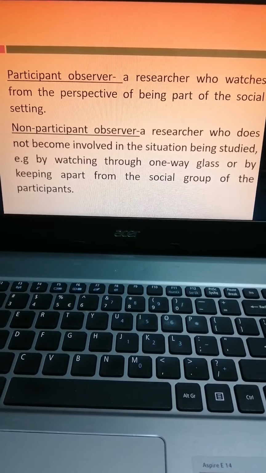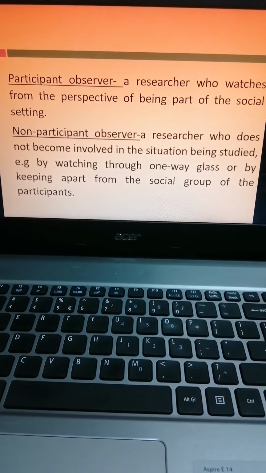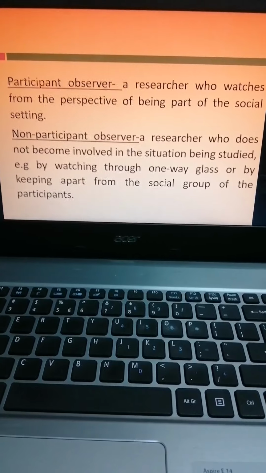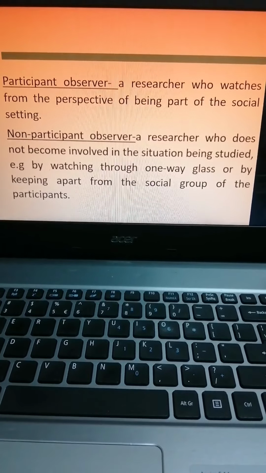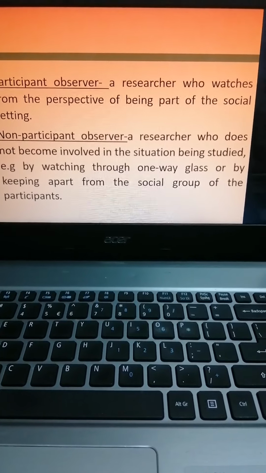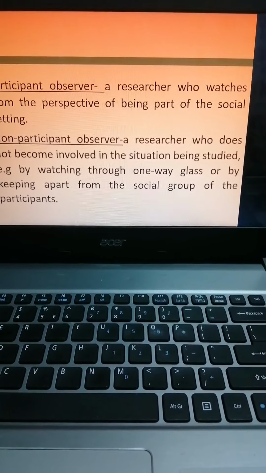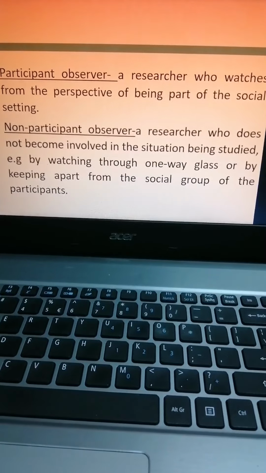For example, not just human beings, it can be animals. Let's say that researchers are interested to investigate animals' behavior. So these researchers will have to study the animals in the natural habitat, and they have to live alongside the animals as well. The other one is non-participant observer.